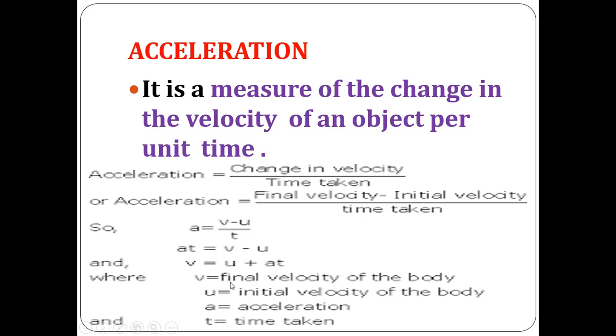In this, V is equal to final velocity, U is initial velocity, A is acceleration, T is time taken. Okay, so this is the mathematical derivation of acceleration. Okay, so what is the mathematical formula for acceleration? A is equal to V minus U by T.